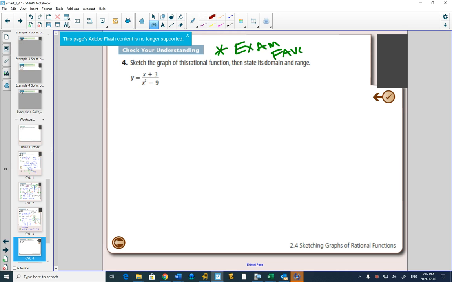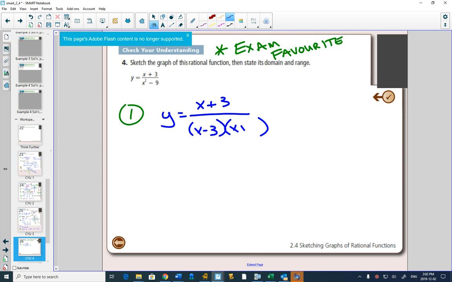Of all the rational exams that show up on the exam, this is their favorite one. So this is an exam favorite. So let's see what happens in this equation. Step number one was our factoring. Well, we can't factor the top, but the bottom is the difference of squares: x minus 3, x plus 3.